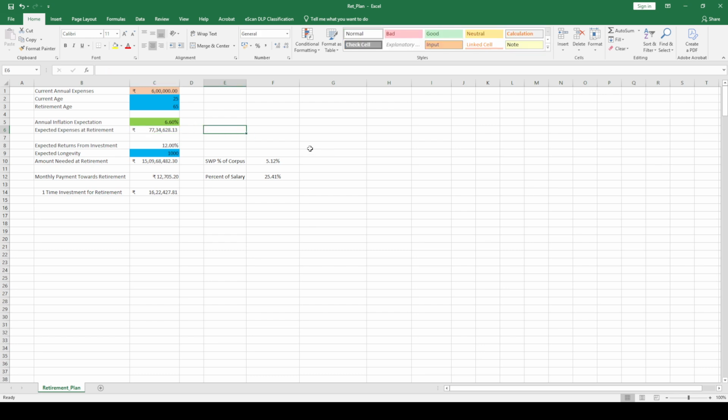You could use the normal compounding method as well. Like you put in the value of C1, which is your current annual expense. You multiply that by the inflation amount added, and you raise it to the power of the number of years. You'll get the same figure. Same figure. No difference, right? You should not be intimidated by these formulas, these functions.